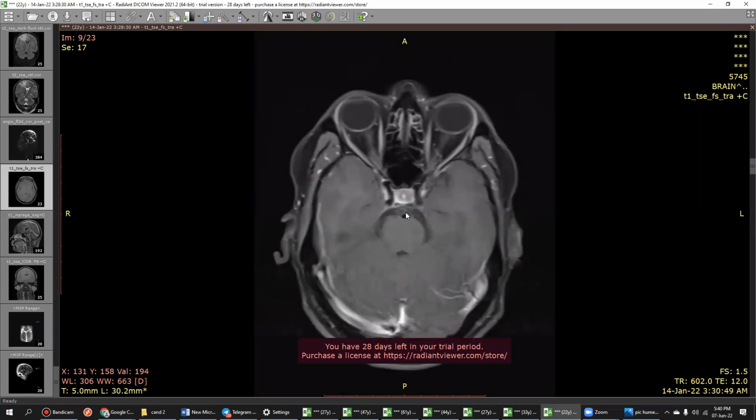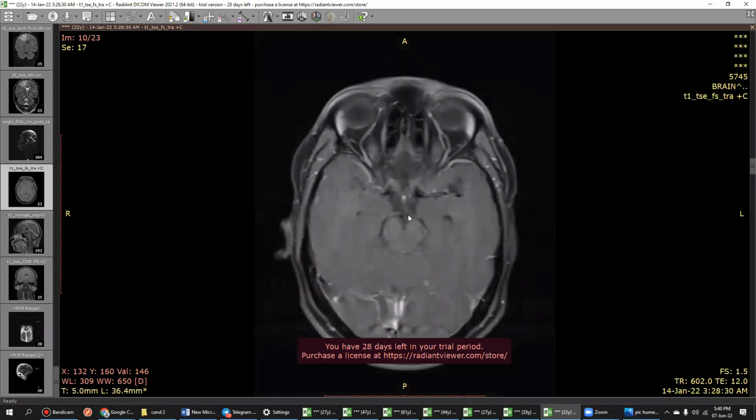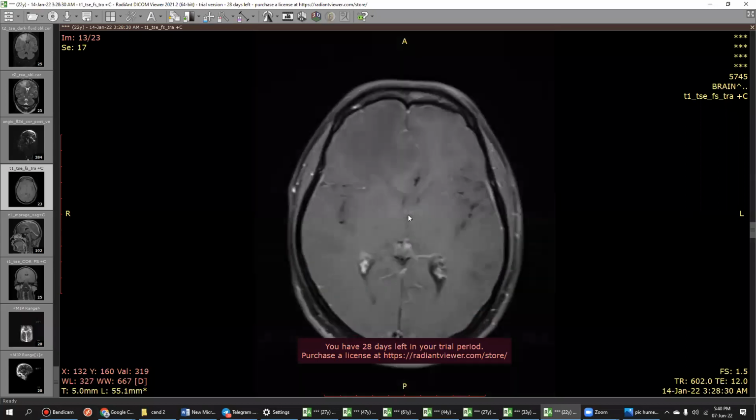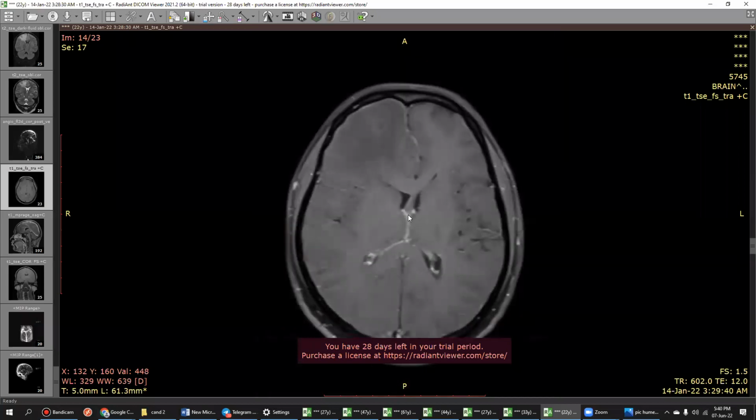And in my routine practice, I'll review the paranasal sinuses as well, and the mastoid and middle ear to see any evidence of associated infection, and the history of any known primary.